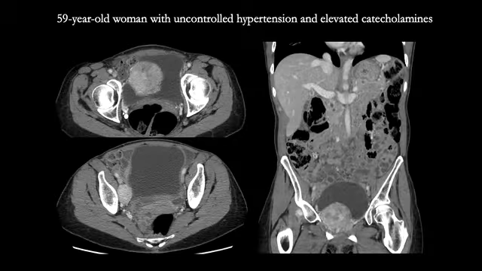Our second patient is a 59-year-old woman with uncontrolled hypertension and elevated catecholamines. She first underwent a CT of the abdomen and pelvis with IV contrast looking for an adrenal pheochromocytoma. The adrenals were normal, but the CT scan shows this large enhancing mass arising from the right lateral wall of the urinary bladder and a focus of metastatic disease involving a right obturator lymph node.